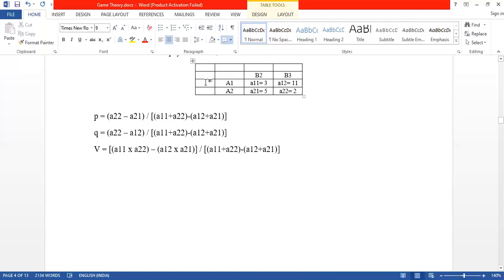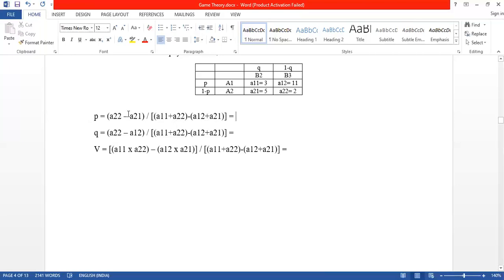So what we do is we assume that A1 has probability P to be chosen and A2 has 1 minus P probability to be chosen. Similarly, B2 will have Q probability to be chosen and B3 will have 1 minus Q probability to be chosen. Fine. So we are supposed to answer three things: the probability P, the probability Q, and the value of the game. So we know for probability P, this is our formula, right?